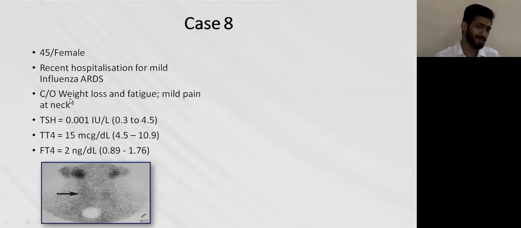Here, I wanted to check my TRAbs. I couldn't check my TRAbs. The test is not available. So I directly went and did an uptake scan. Now, before the uptake scan, what is my probable diagnosis? Before the uptake scan.